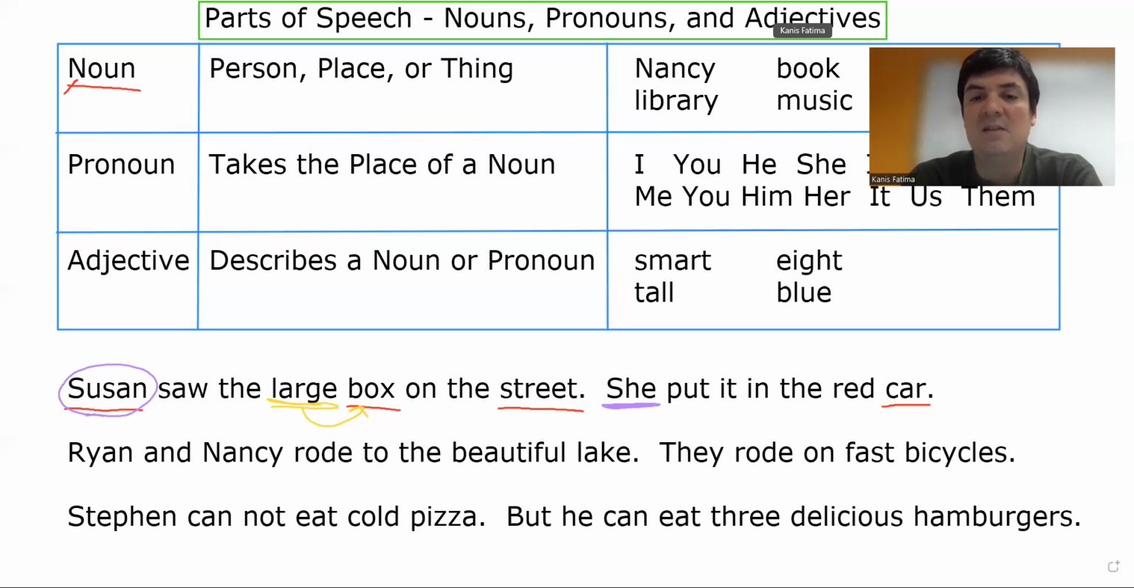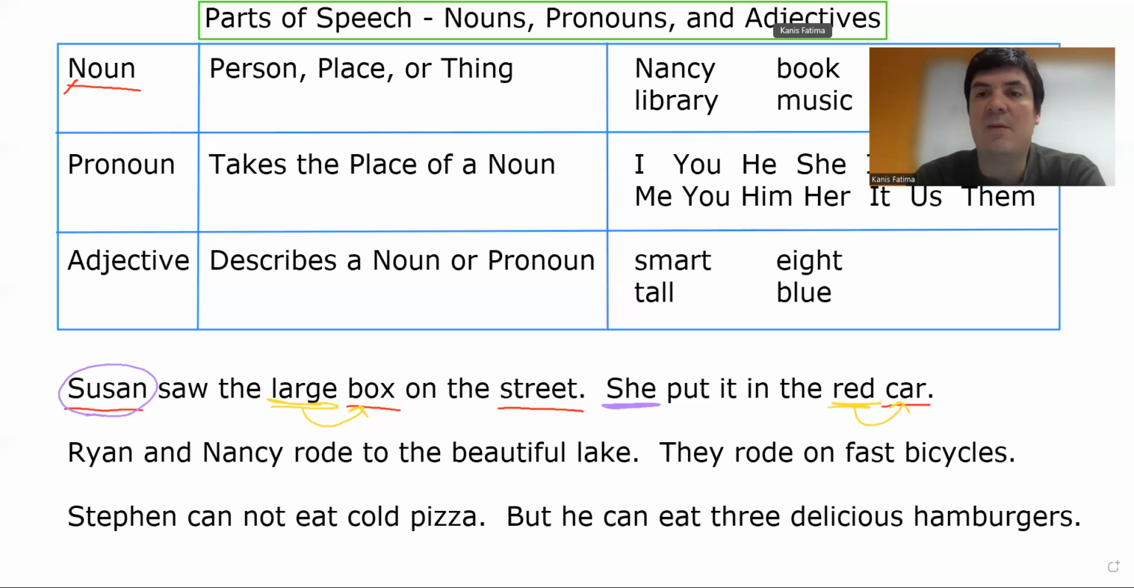Looking at the next sentence, she put it in the red car. Red is my adjective. It's describing car. It's telling me what color car. She put it in the car. She put it in the red car.